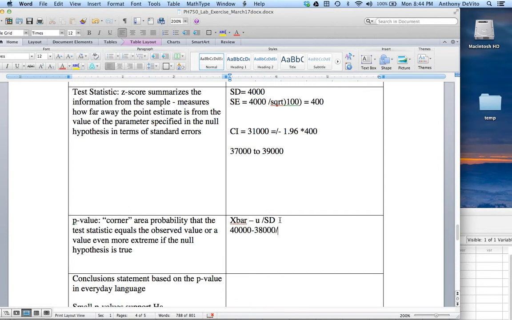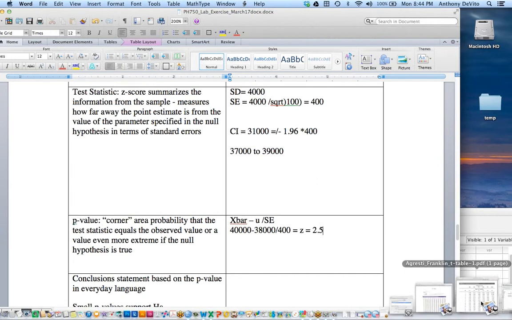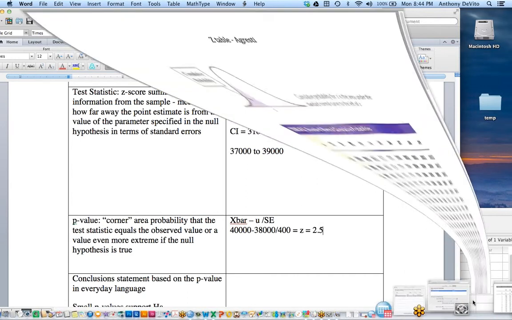Okay, yes, my standard error rather. So my standard error is 400. Okay, so what is that equal to? What's our z-score? Our z-score is equal to 2.5. Okay, now, how far down on the distribution do you have to be to get a z-score of 2.5? Well, one way I could do this is to get my z-table out.